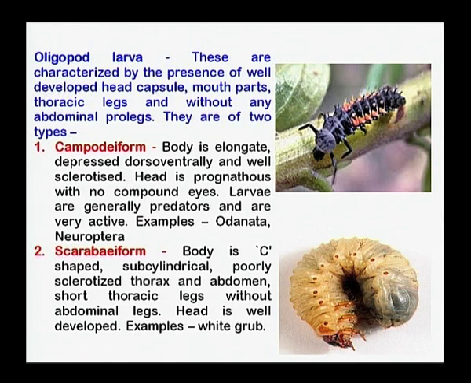In case of scarabaeiform type of larvae, the body is C-shaped, with well sclerotized thorax and abdomen, with short thoracic legs and without abdominal legs. And the very best example is a larva of the white grub.